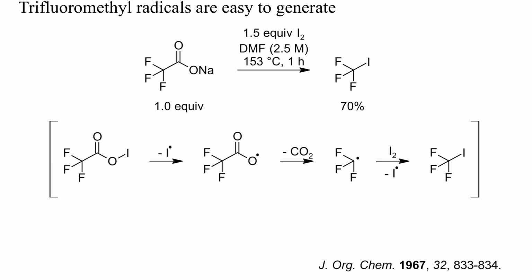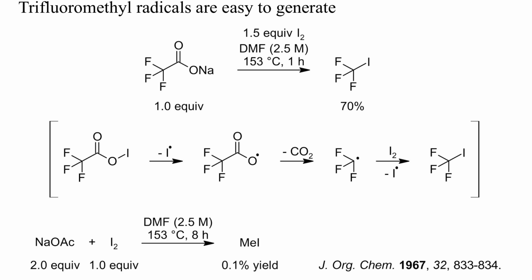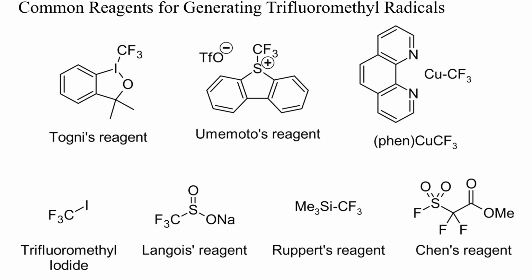Although the thermal decarboxylation of trifluoroacetic acid is slow, heating its sodium salt with iodine in DMF gave trifluoroiodomethane in only 1 hour by a radical chain reaction. Under similar conditions, non-fluorinated sodium acetate only yielded traces of methyl iodide, because the methyl radical is formed more slowly than the trifluoromethyl radical. I've sketched here the most common precursors of trifluoromethyl radicals.